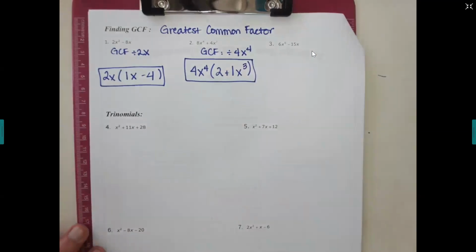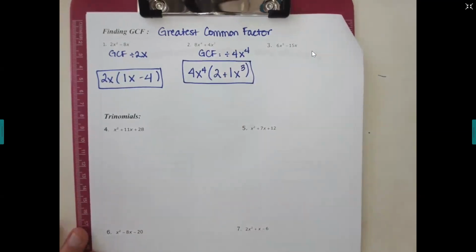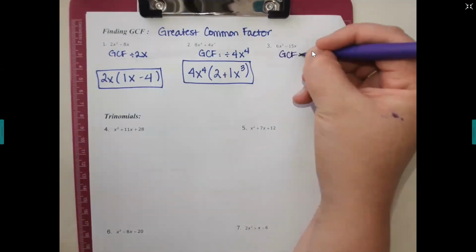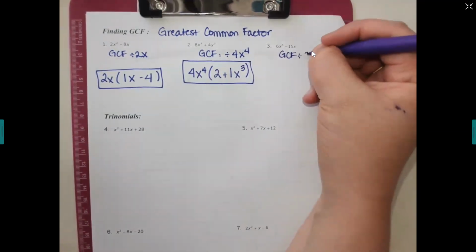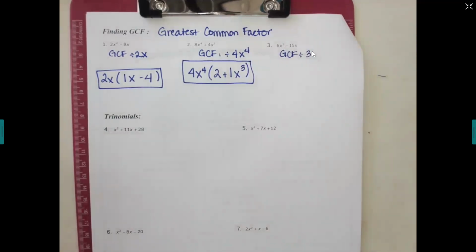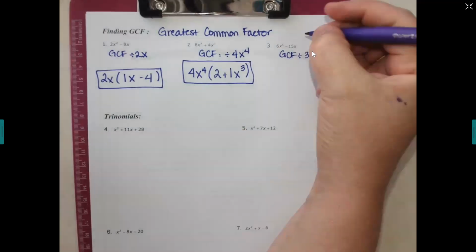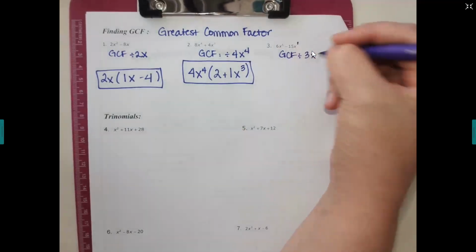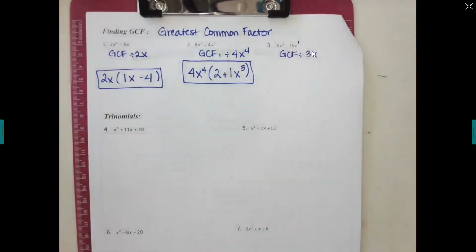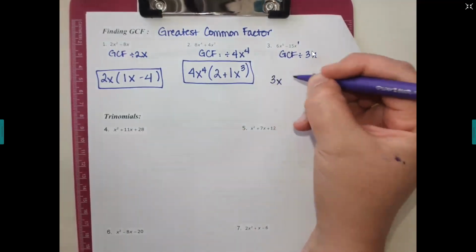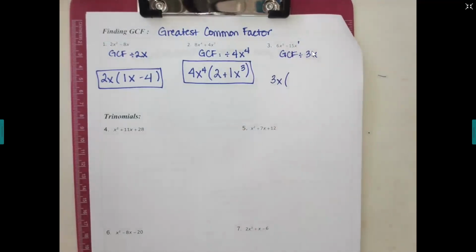Okay, number 3, I have a 6 and a 15. What number can those both divide by? 3, and then I can only take out the smallest number of X's, so even though the first term has an X^5, if the second term has an X^1, I can only take out an X^1. Remember, your GCF goes to the front. And then you're only gonna put what's left over in the parentheses.